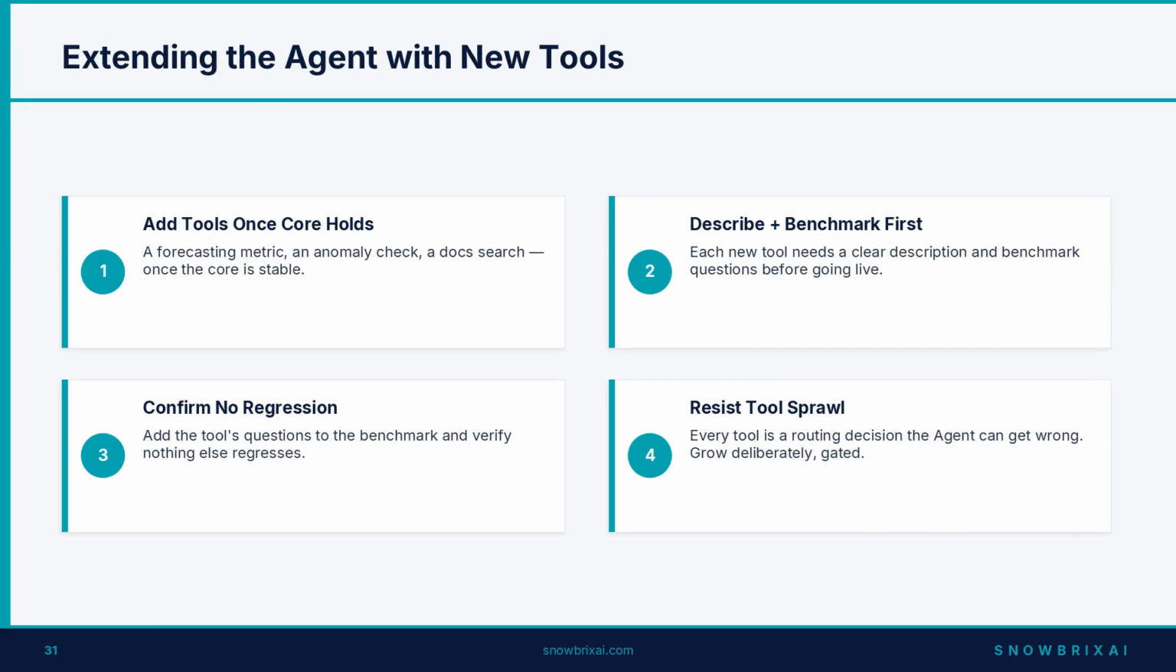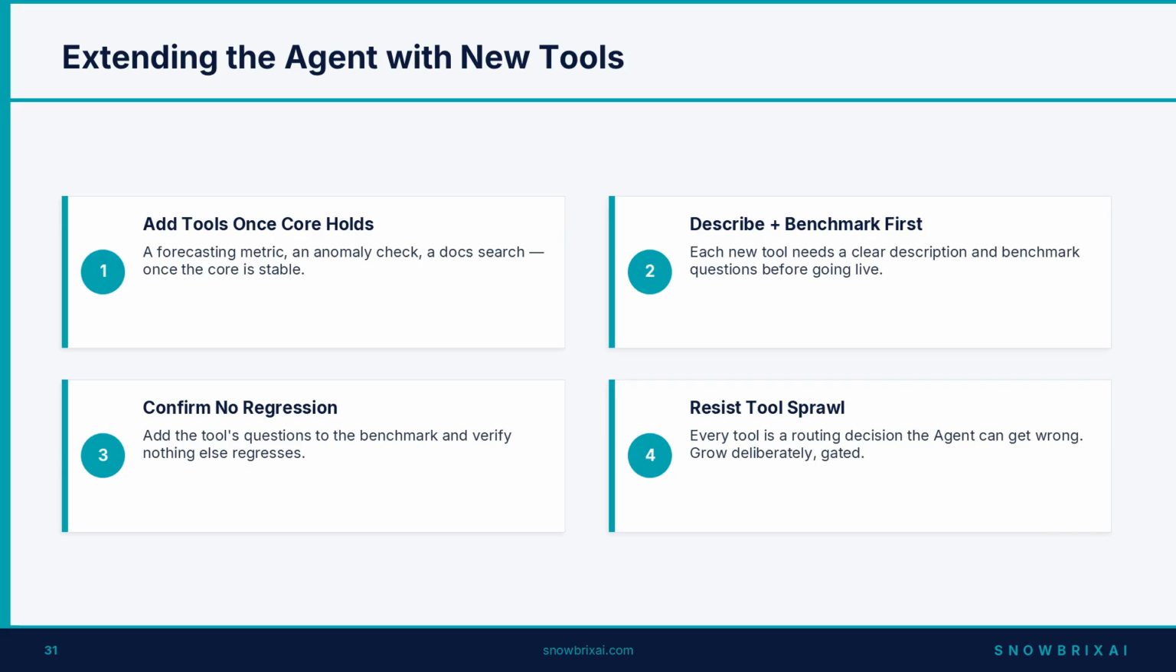Once the core holds, you extend the agent. A forecasting metric, an anomaly check, a doc search, add them once the foundation is stable. Each new tool needs a clear description and benchmark questions before it goes live. Add those questions, confirm nothing else regresses, and resist tool sprawl. Every tool the agent has is one more routing decision it can get wrong.